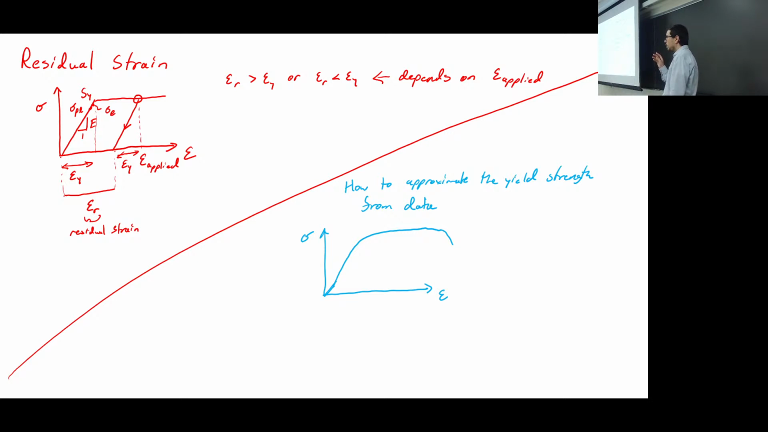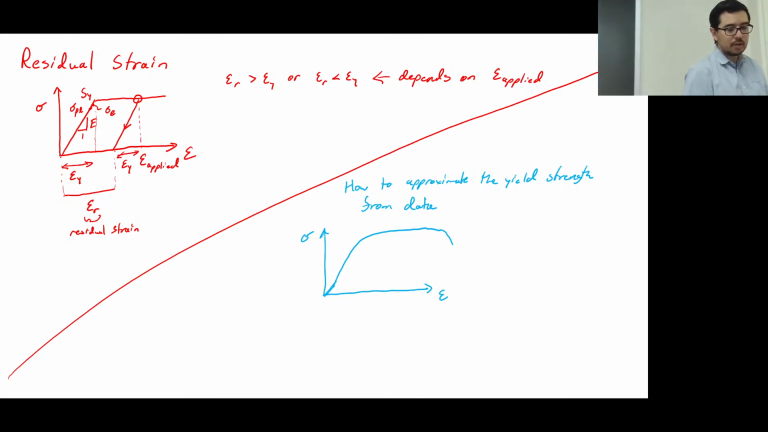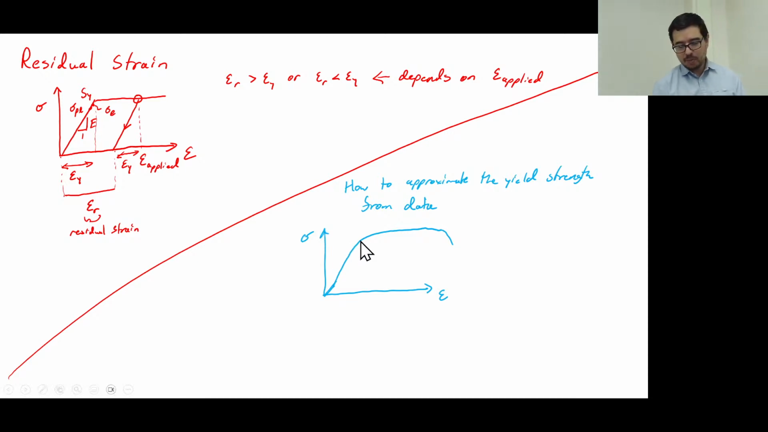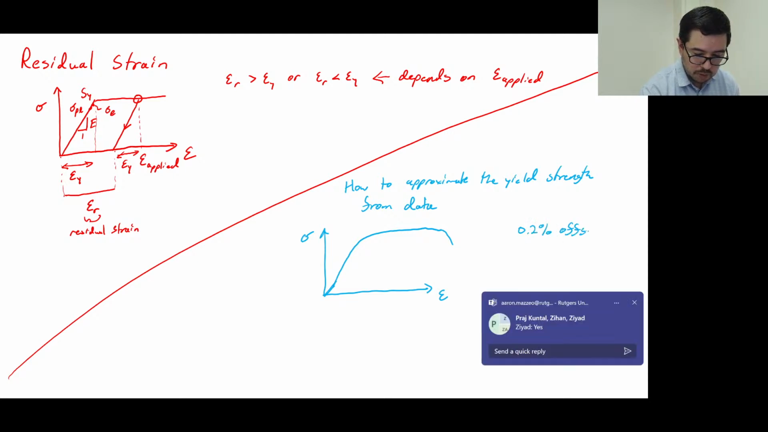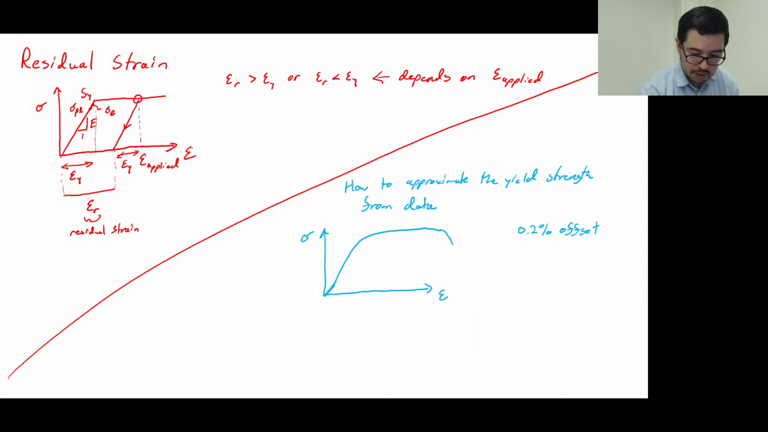But if I ask you, where is the yield strength? Well, some of you would be like, well, it looks like here. Maybe it's more like here. Maybe it's like over here, okay? But there's a general kind of approximation that's called the 0.2% offset method.